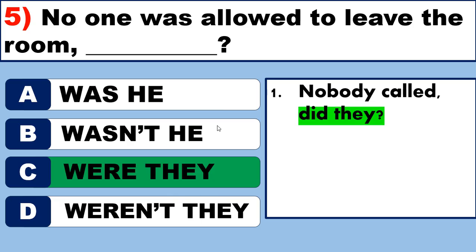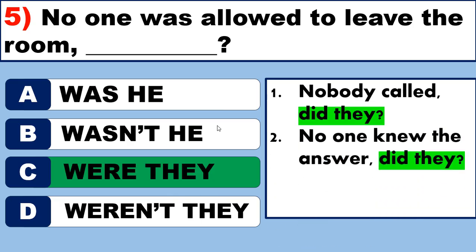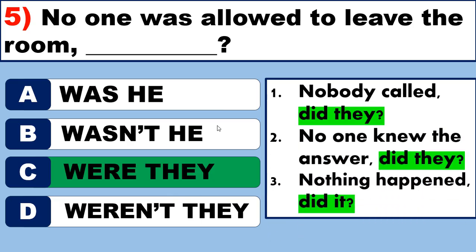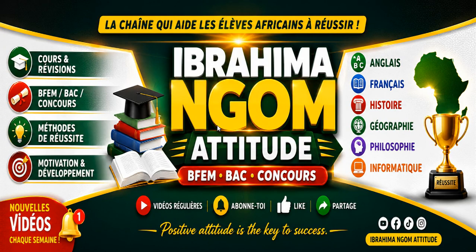So, you say did they. No one knew the answer. Did they also? Nothing happened. Nothing is something. Something cannot be he, cannot be she. Something is always it. There's no problem with nothing.